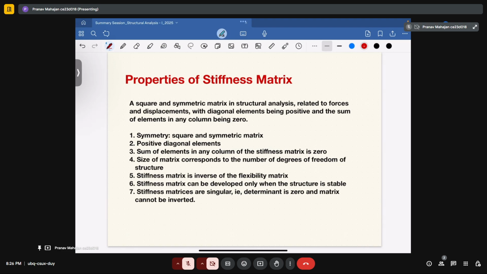Okay, and then the stiffness matrix is the inverse of the flexibility matrix, and the stiffness matrix can be developed when the structure is stable. Finally, these stiffness matrices are singular, that means their determinant is 0 and the matrix cannot be inverted. So these are a few properties related to the stiffness matrix that you should check whenever you are making any stiffness matrix.